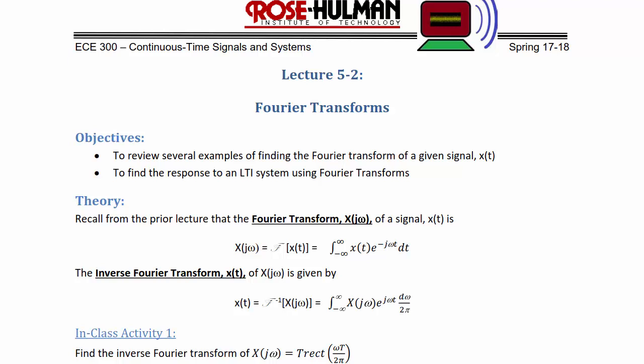Recall from the prior lecture that the Fourier transform X of j omega of a signal x of t is X of j omega equal to the integral from negative infinity to infinity of x of t e to the negative j omega t dt. The inverse Fourier transform is given by x of t equal to the integral from negative infinity to infinity of X of j omega e to the j omega t d omega, divided by 2 pi.